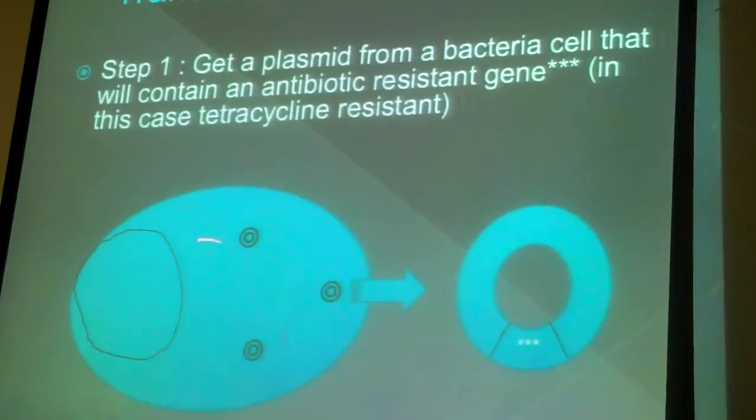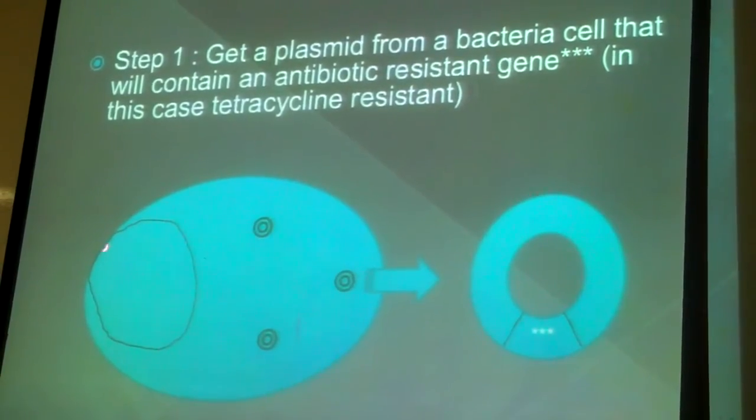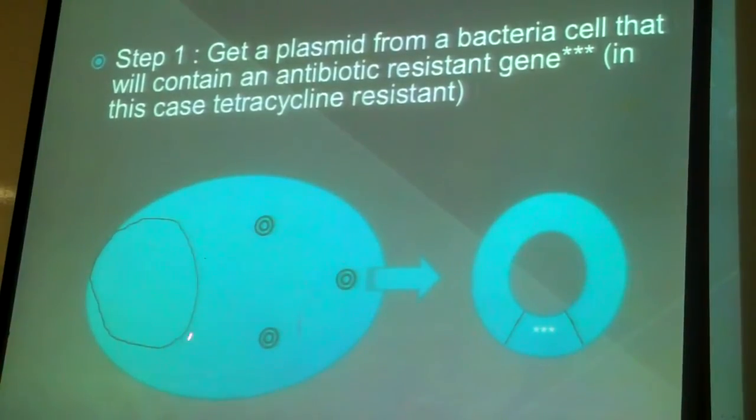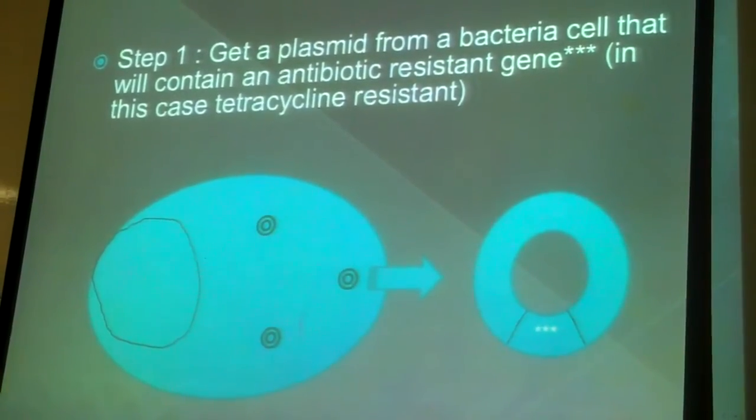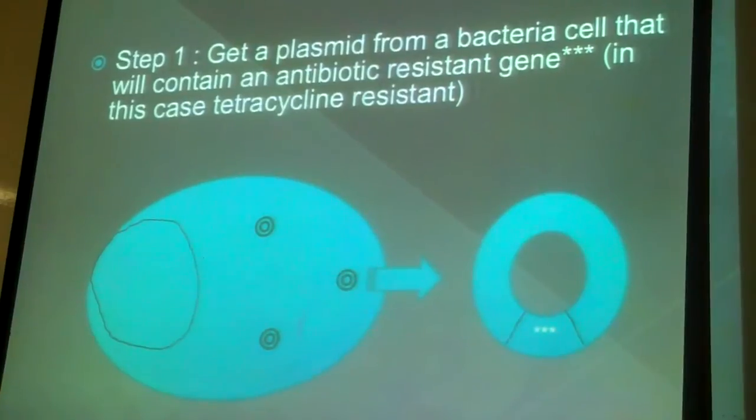So step 1, these are all little plasmids. This is a prokaryote, right? Because this is not a nucleus. This is that one chromosome that attaches to the cell membrane. Okay? So the plasmid.